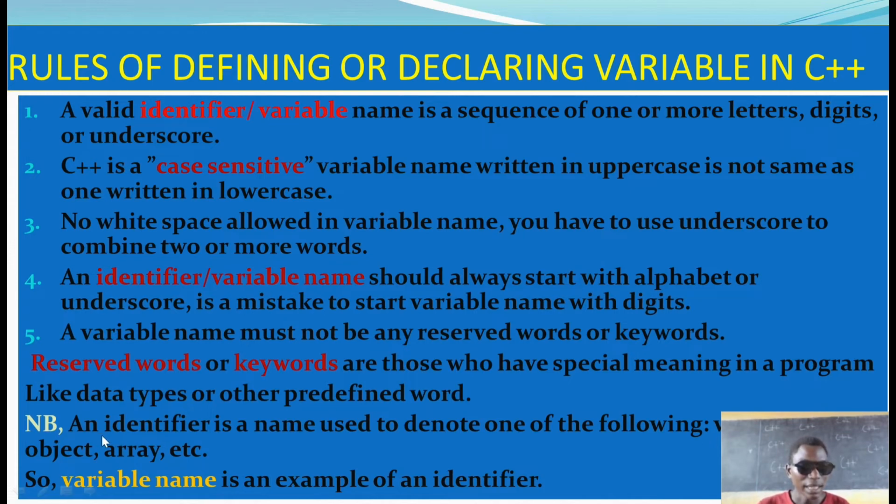Note: an identifier is a name used to denote one of the following, like variable, class, object, array, etc. This means that an identifier is also the name of a variable, class, object, and so on. So finally, a variable name is an example of an identifier. As you say, an identifier is the name used to denote a variable, object, class, and so on. It means that a variable name is one example of an identifier.